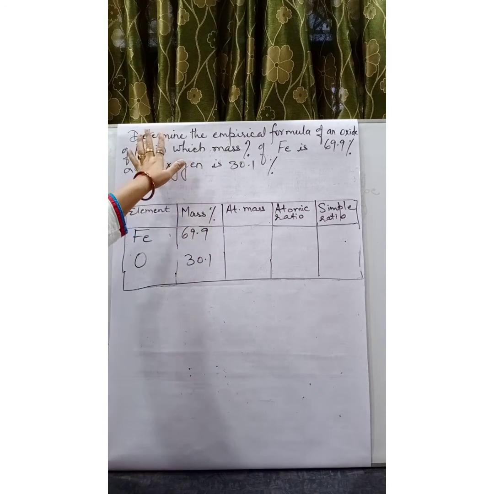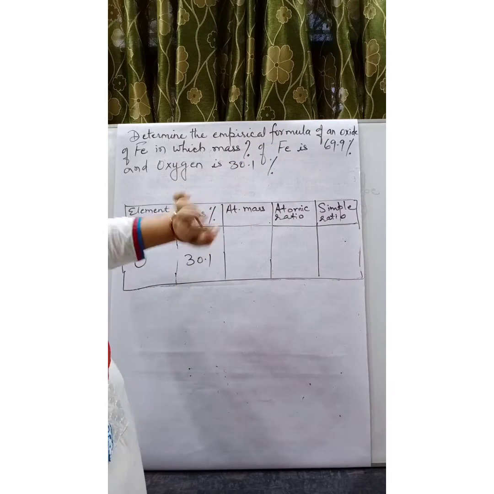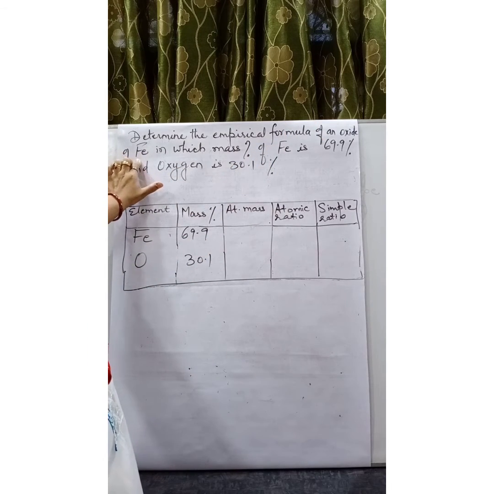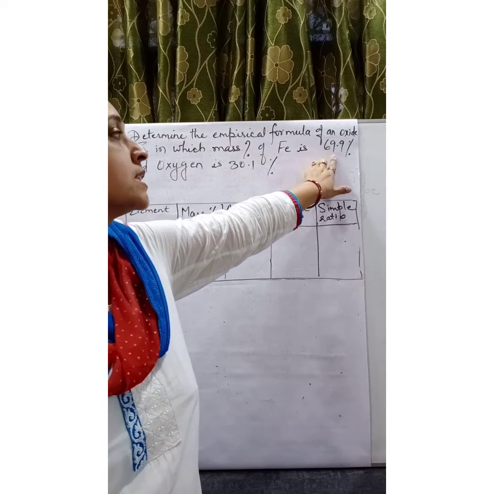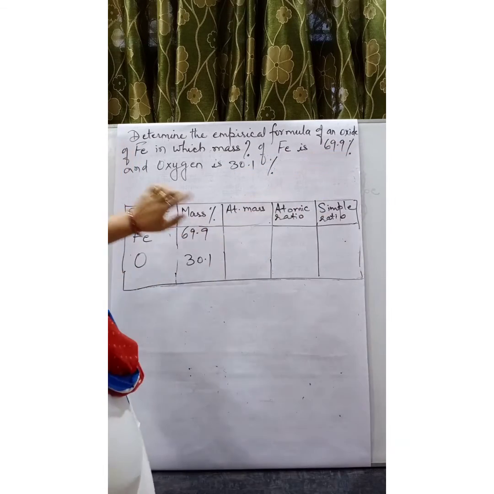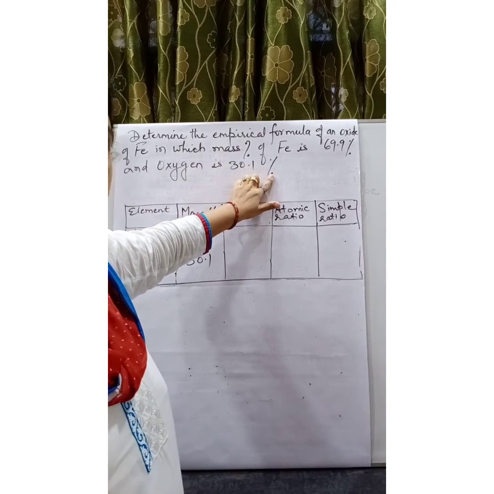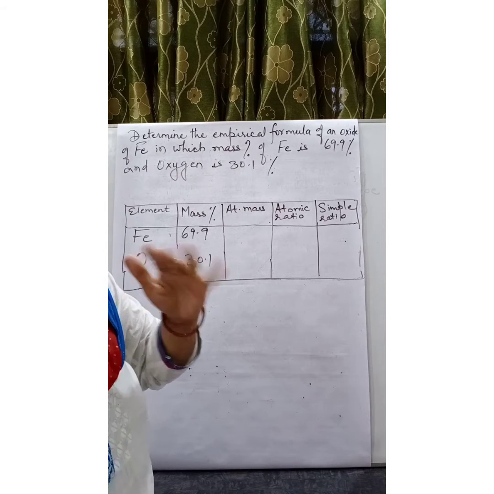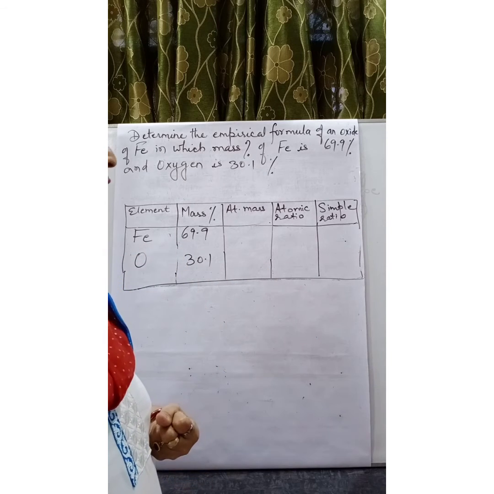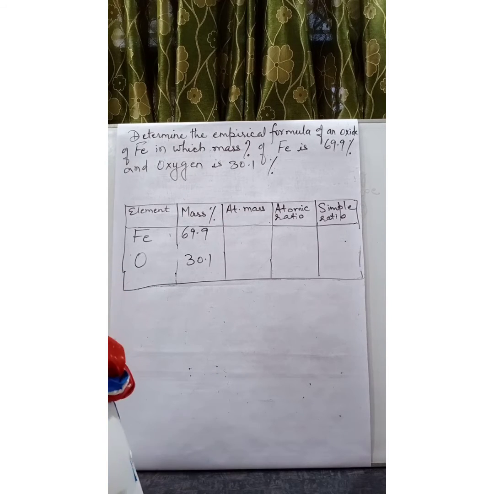Let us see another example. Determine the empirical formula of an oxide of iron in which the mass percentage of iron is 69.9% and that of oxygen is 30.1%. Here we are asked only the empirical formula. We are not asked about the molecular formula. So we have to solve only one step in this numerical.